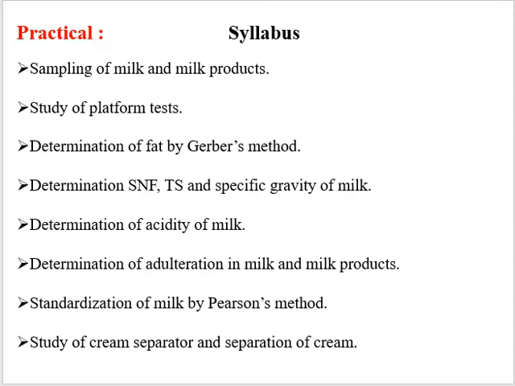The first practical is the sampling of milk and milk products. Whenever the milk is received in the milk chilling center, firstly we do the sampling of milk by the plunger, then tippler, then sampling bottle. The capacity is 50 ml, 100 ml, 150 ml. This is a sampling bottle.